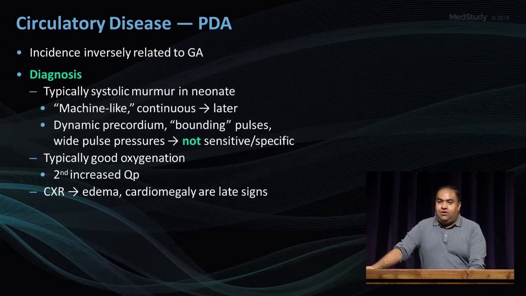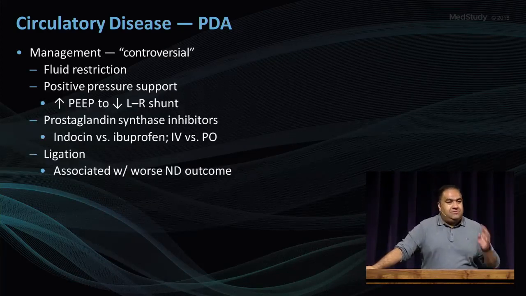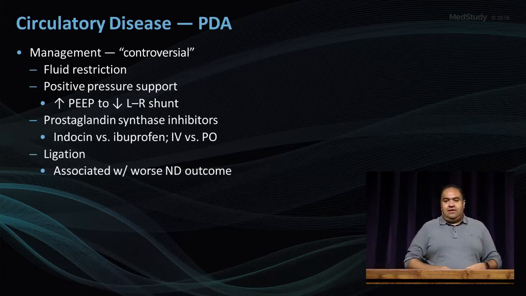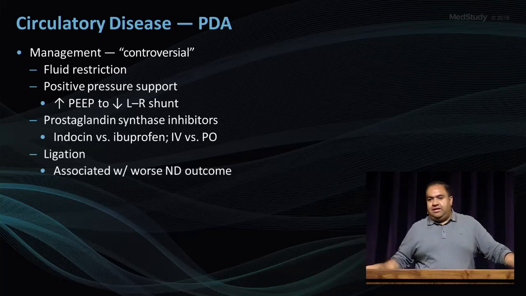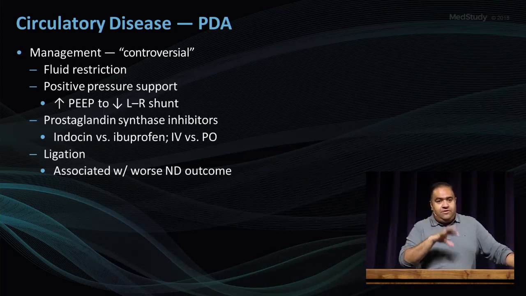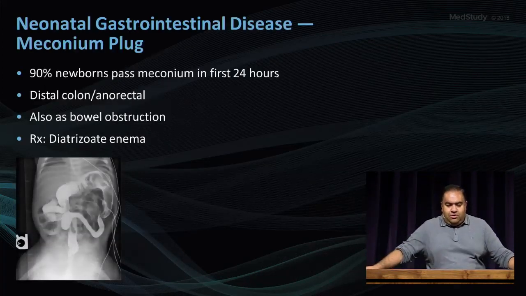Typically, the PDA can cause overcirculation, but the management is very controversial. They won't ask you what meds you give or what you do with it. We just don't know. Do you do ligation, or not? We do know about the cyclooxygenase pathway, so ibuprofen and acetaminophen are used to help close the ductus. If the infant has a lot of issues, you can do ligation, but there are outcome issues with ligation. All right, meconium plugs. 90% of newborns pass meconium within the first 24 hours.